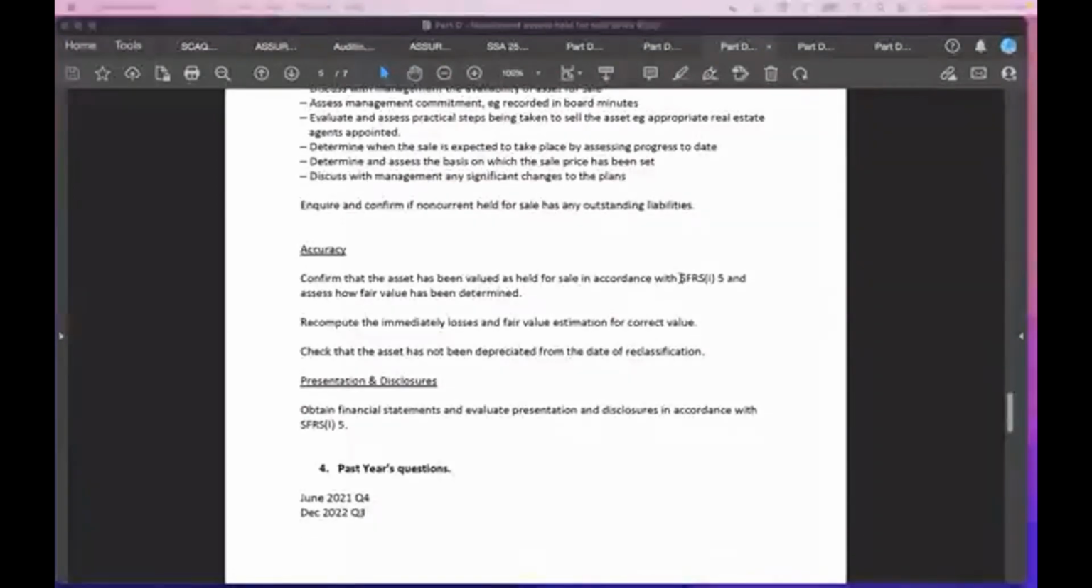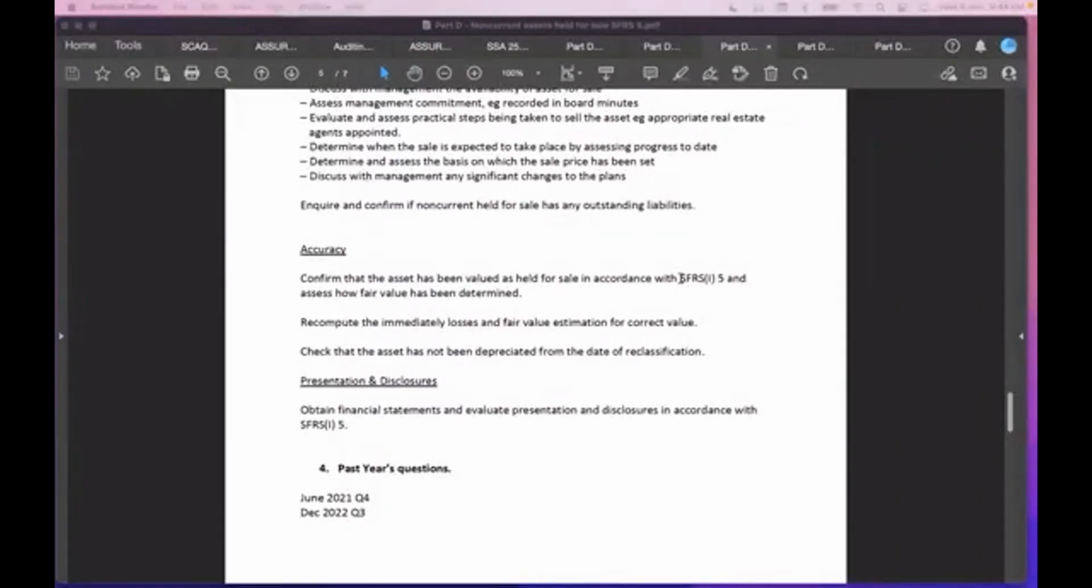Since we are going to do a revaluation, because from carrying value we may adjust to fair value, we need to do a recomputation to check whether the fair value is appropriately estimated based on SFRS International 13. If there is impairment loss, recompute it just to make sure that the value we put in as held for sale is accurate. You can also check whether they continue to depreciate or not, because they are not supposed to.